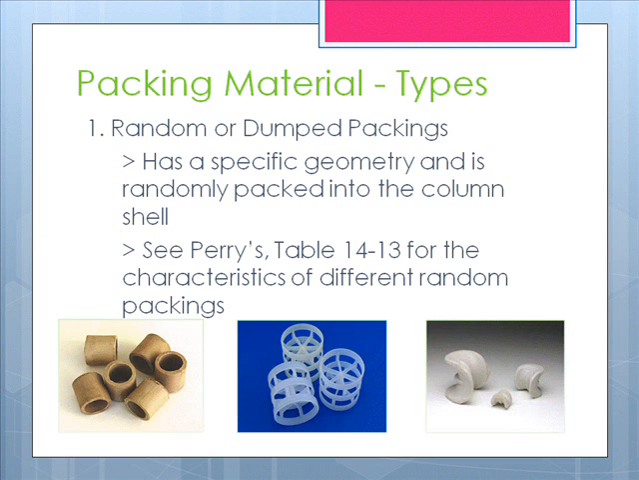Number 1, random or dumped packings. Random or dumped packings have a specific geometry and are randomly packed into the column shell. Table 14-13 of Perry's Chemical Engineer's Handbook, 7th edition, provides the characteristics of different random packings. From left to right, we have the Raschig ring, the Pall ring, and the Berl saddle.